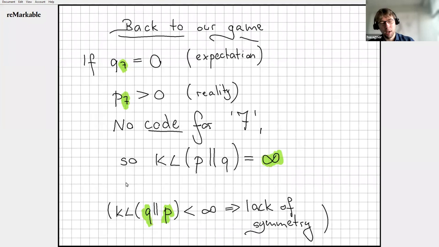So it would affect our coding potentially, but the value itself would not be infinite. Which is one example, probably the simplest example, showing the lack of symmetry in KL. So KL is not going to be symmetric in general.